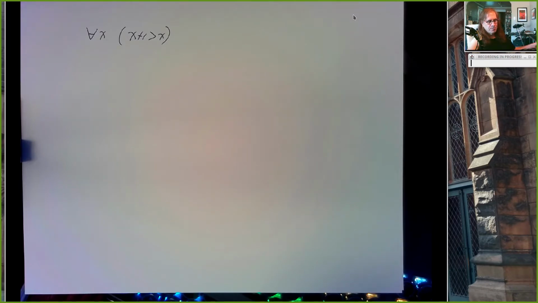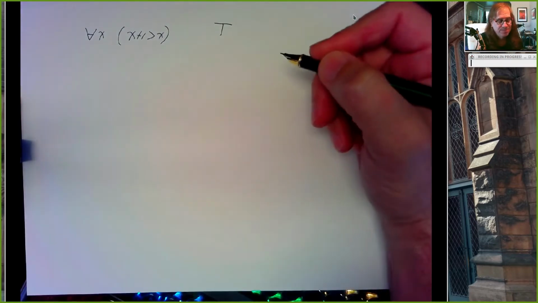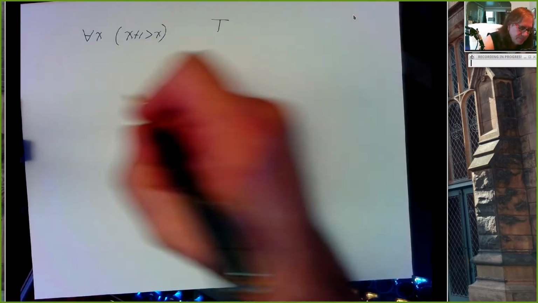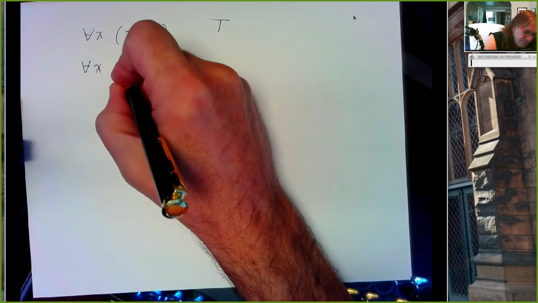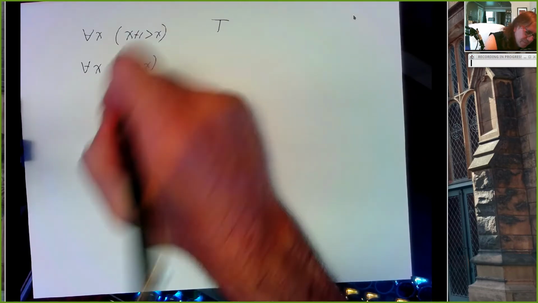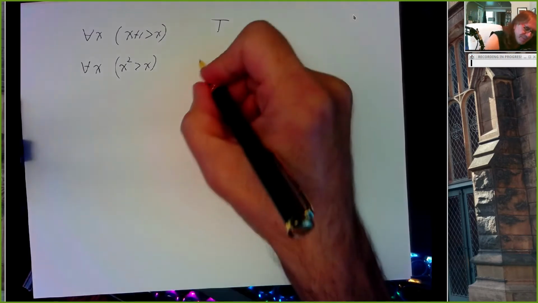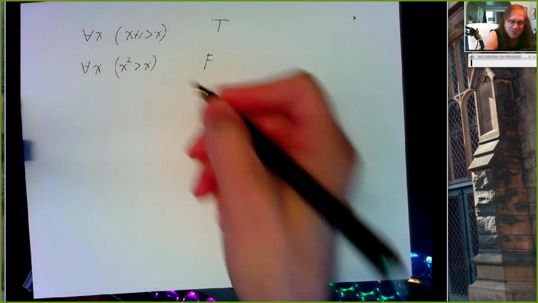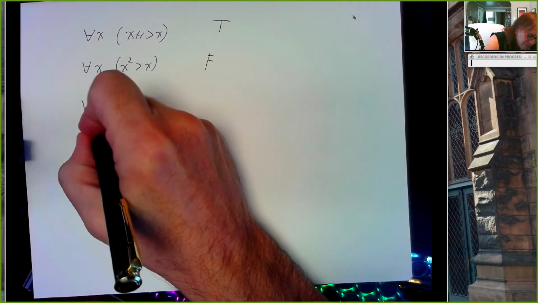That's always going to be true, isn't it? Yeah, that seems true. When you add 1 to something, it gets bigger. For all x, x squared is bigger than x. What about that? That's false. What's a counterexample? If x is 1, 1 squared is not bigger than 1. Or 0 would work too, I think. Same with 0.